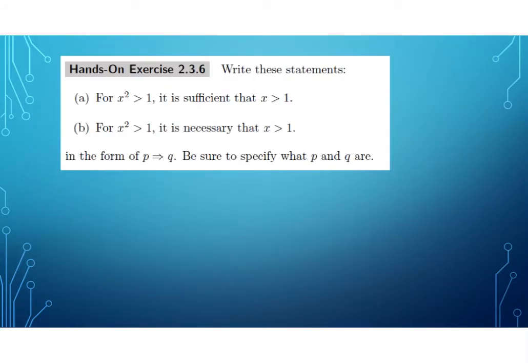Let's work on this hands-on exercise together. We're going to write these two statements in the form if P, then Q. The important thing when we're translating from words to symbols is to specify what your propositional variables will stand for. And the propositional variables we use most often are P and Q.